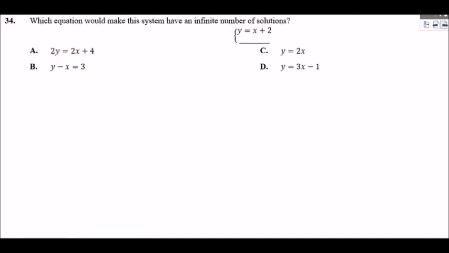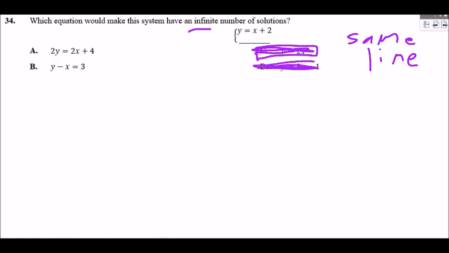All right, which one would make infinite solutions? So infinite means the same line. So that would mean that this one can't be it, because y equals 2x is not the same as y equals x plus 2. So that's gone. Y equals 3x minus 1, not the exact same.